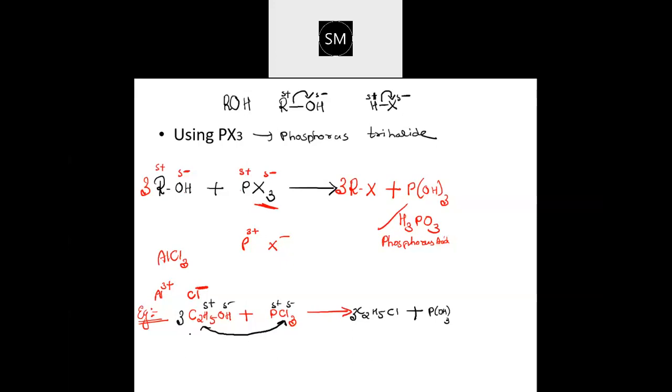Give the names. The common name I'll write first. The common name of C2H5OH is ethyl alcohol: an ethyl group is there and an OH group is there. And this one, C2H5Cl, is ethyl chloride, correct? What will be the IUPAC names, students? Ethanol, correct? Ethanol for 2 carbons, and then chloroethane.